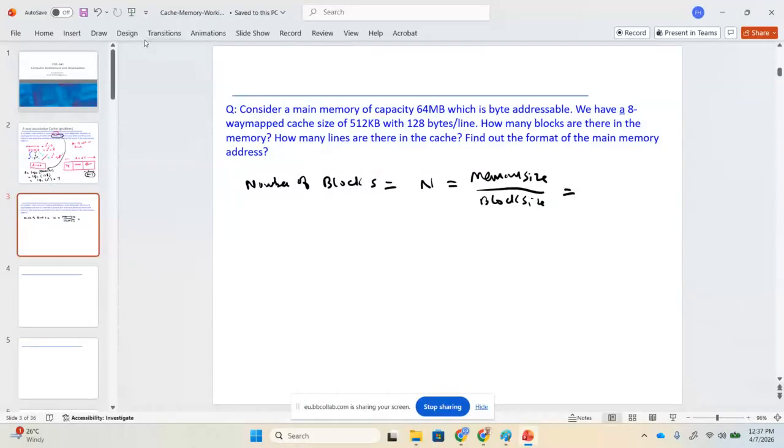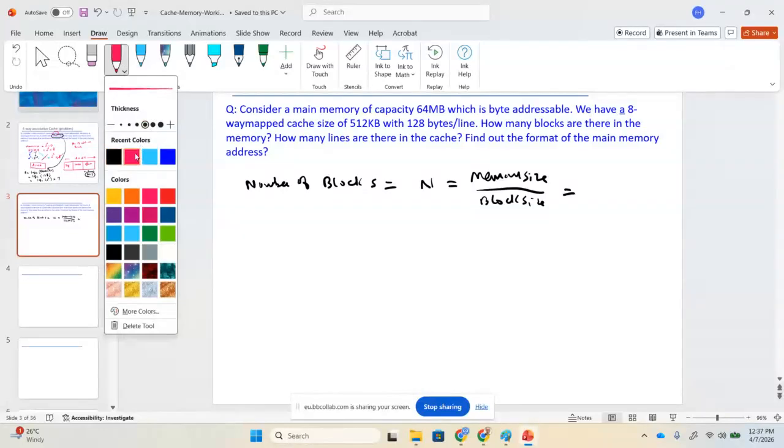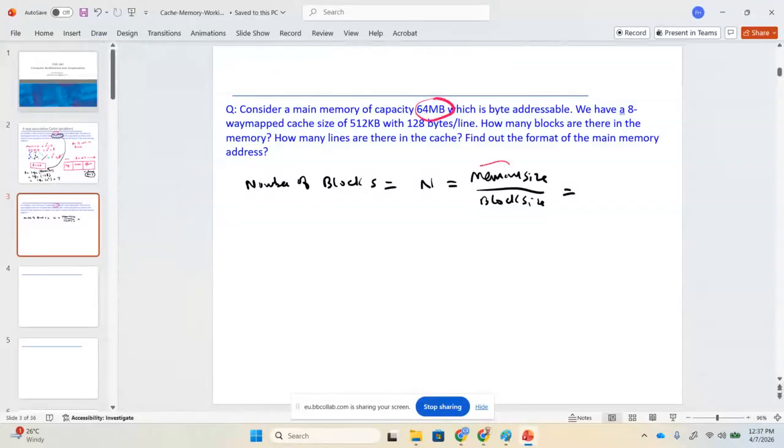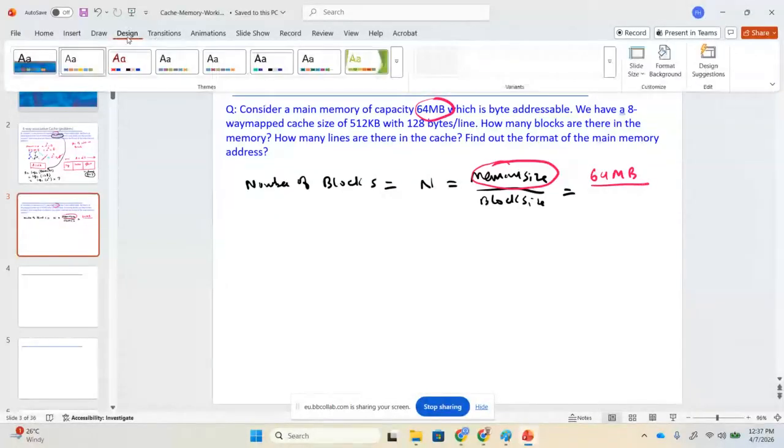What is the memory size? So the memory size is 64 MB. I'm using a red color, 64 MB divided by the block size.